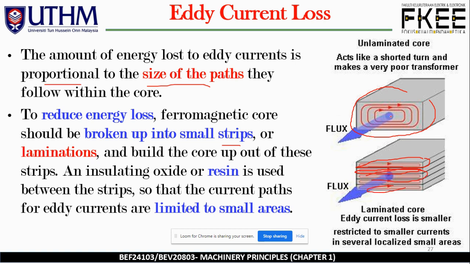The blue one is the flux, and this is the eddy current or the swirl current. An unlaminated core acts like a shorted turn and makes a very poor transformer. We come to the transformer application, for example, because we know that the core is the main part of a transformer, and the performance for sure becomes very poor. So yes, in a laminated core the eddy current losses are smaller, restricted to smaller currents in several localized small areas. So this is much better.